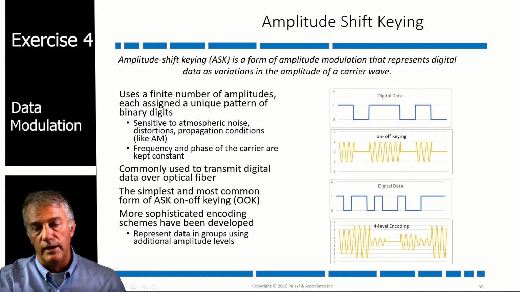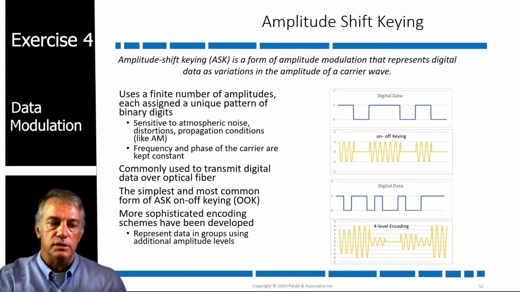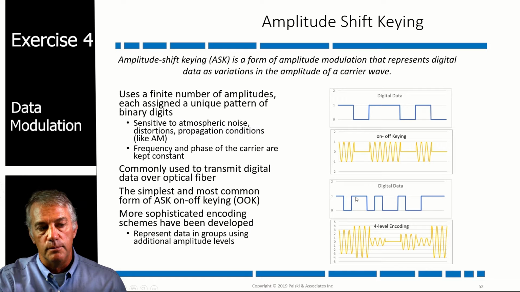There are other forms of amplitude shift keying, such as this 4-level encoding scheme shown down here, where 2 bits of data are encoded with each of our symbols. In this case, the bits 1, 0 are represented by a level 3 modulation. The bits 1, 1 are represented by level 4, etc.